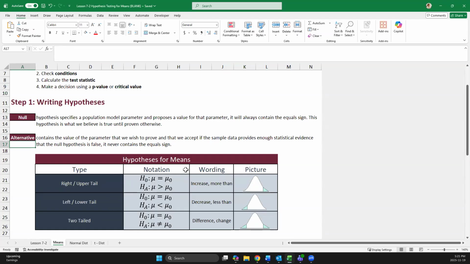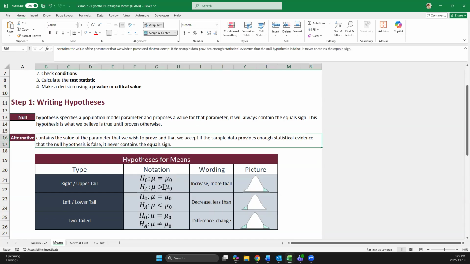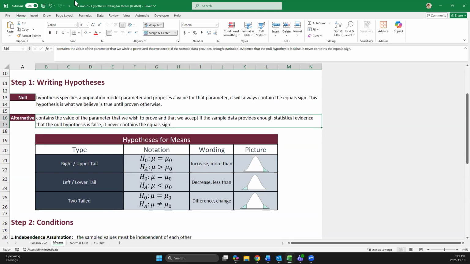Also, because we're doing the hypothesis test for means now instead of for proportions, the null and alternative will always be written in terms of the population mean, and the symbol we use to represent the population mean is the Greek symbol for m, which is mu. So this symbol mu is what we'll have in our null and alternative hypothesis for every type of test.